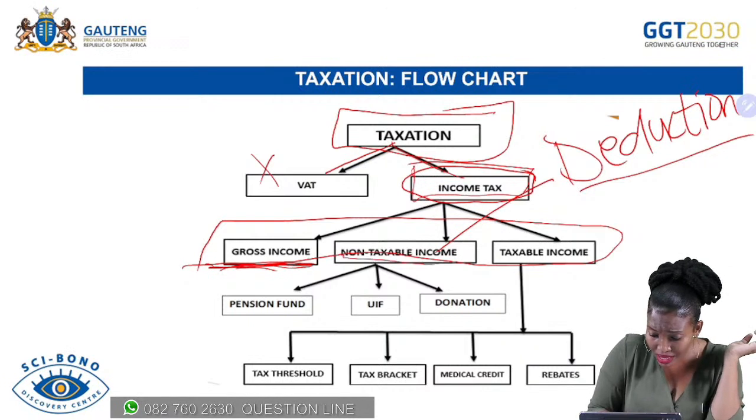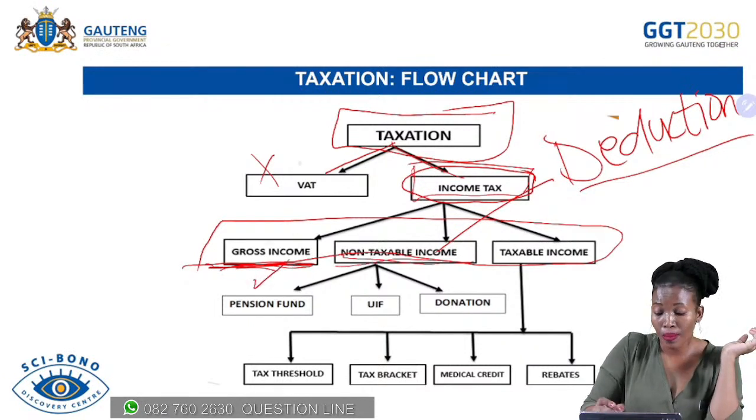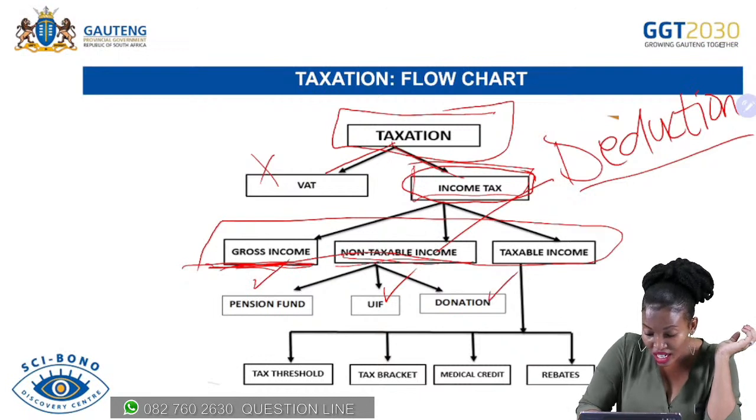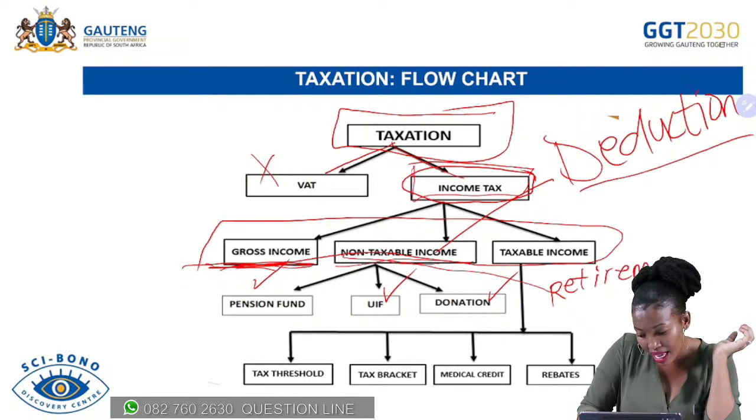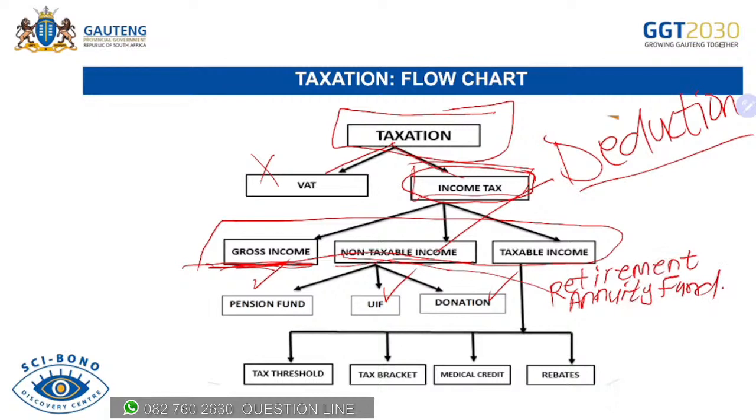And our non-taxable deductions, guys, are your pension fund, your UIF, your donation, and then sometimes your retirement annuity fund. So if you see these four, you know that before you calculate a person's tax, you must first subtract them, and the balance that you get, then you are going to calculate tax on the balance. Sometimes they will even indicate to you that a person is contributing towards medical aid. We don't care about medical aid, we tax it. Please don't make that mistake, guys.